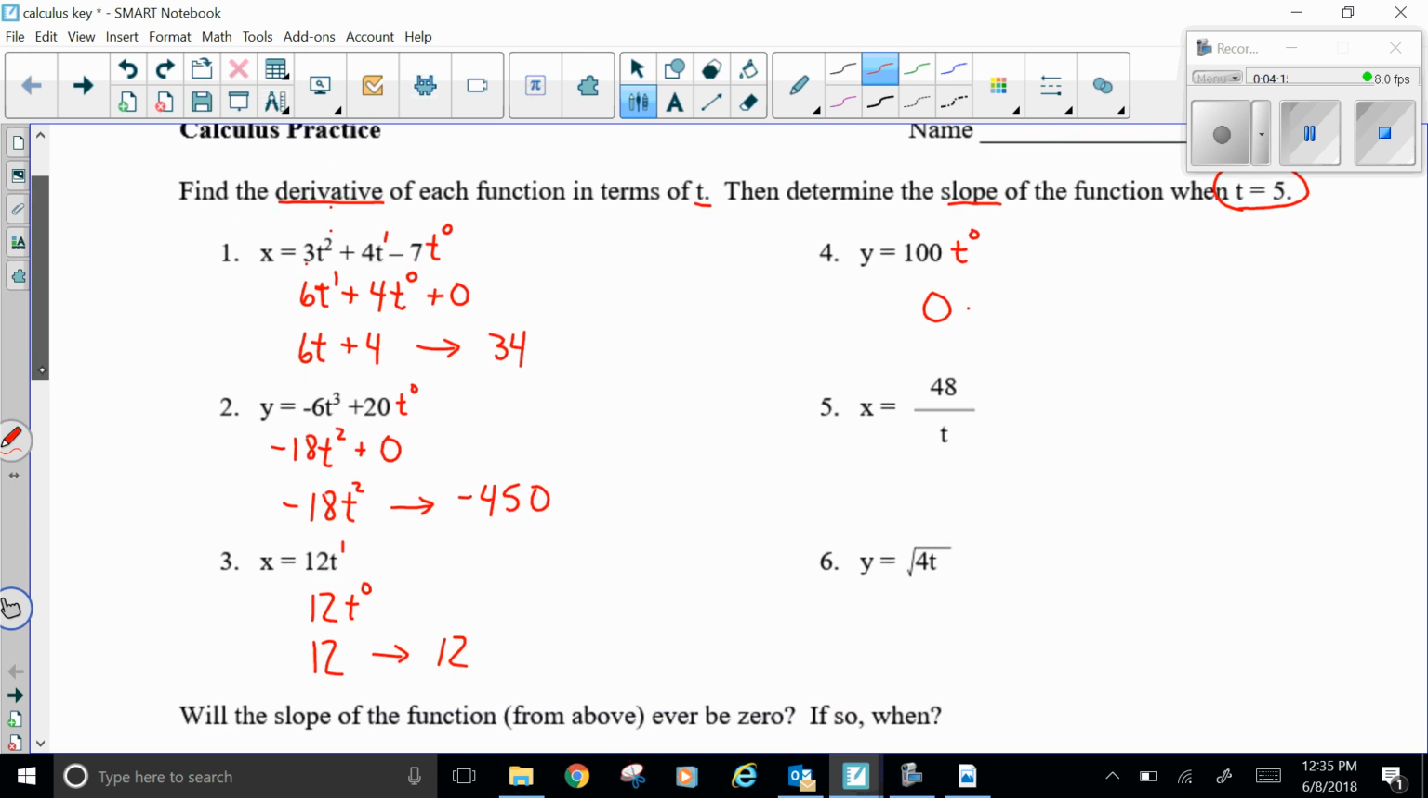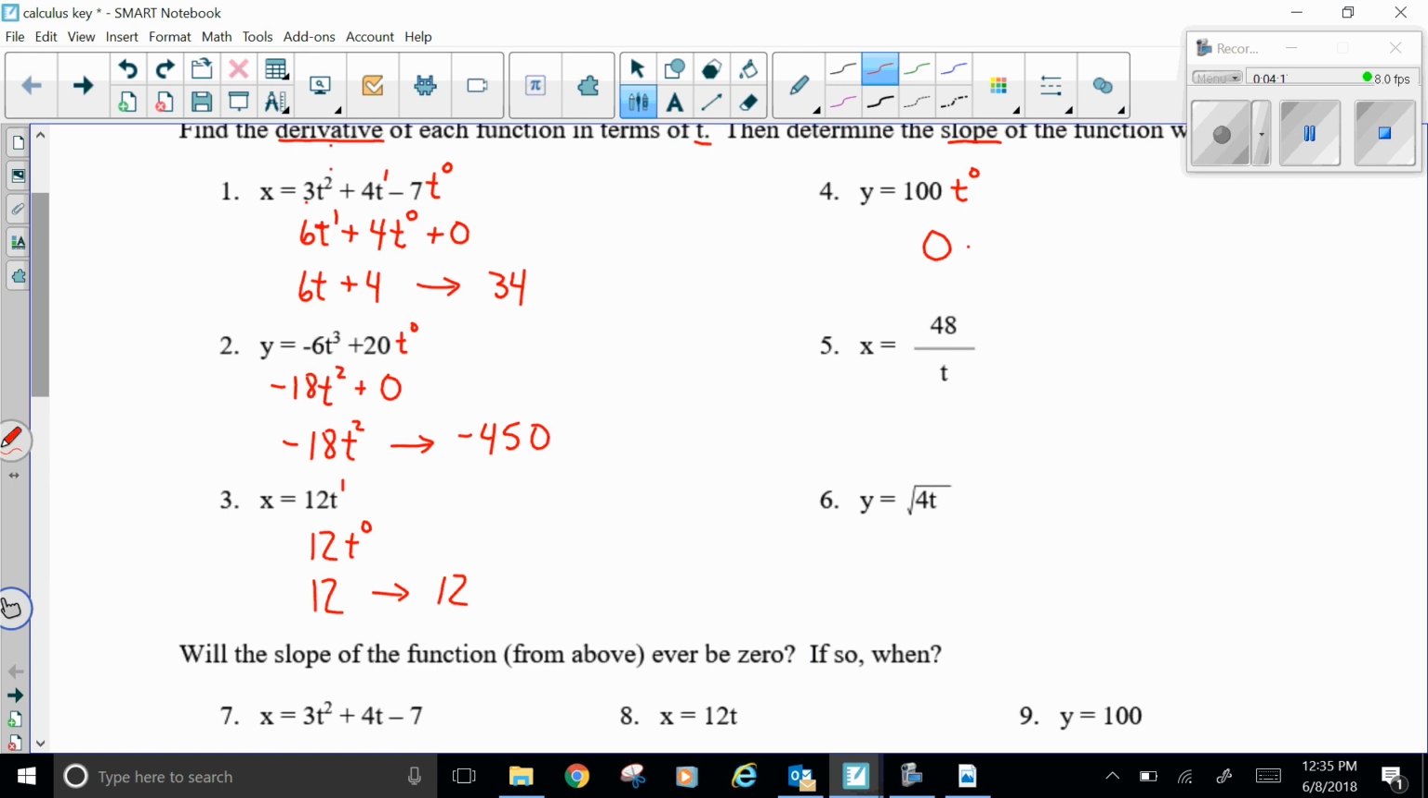Now, as soon as you get into number 5 and 6, where things start to look a little bit different, my suggestion would be to express it in terms of a standard exponent. Instead of 48 divided by t, I can think of this as 48 times t to the negative first power. Now I just follow the same rules as before. So 48 times the exponent of negative 1 gives me negative 48. I take my t to the negative first power. If I subtract the number 1 from that, I get negative 2. Technically, you could leave it just like that.